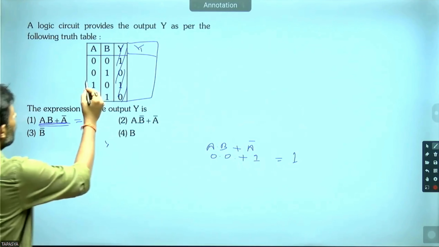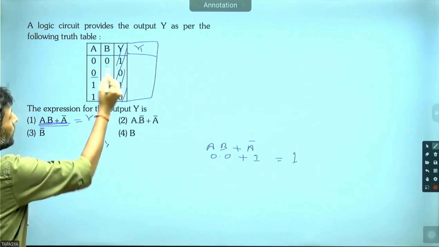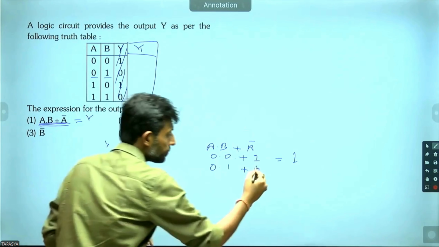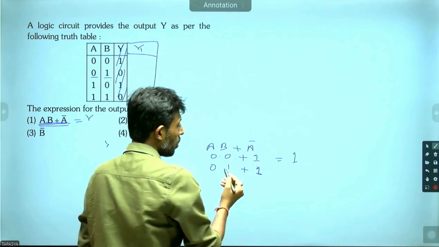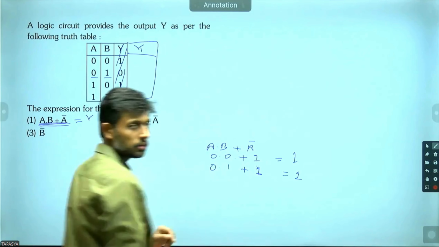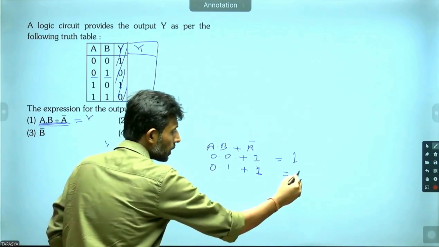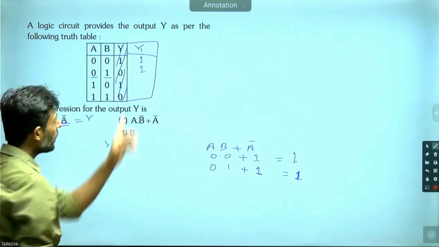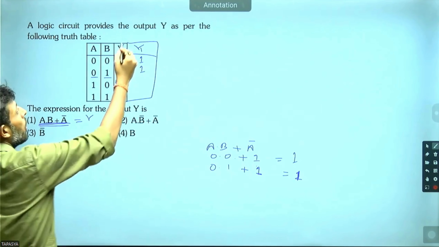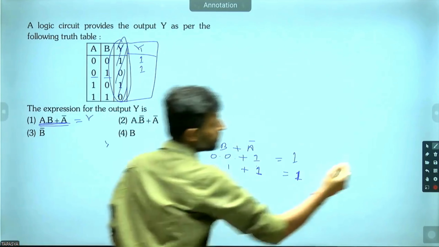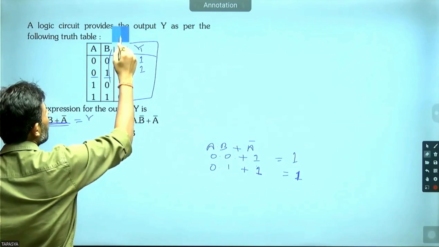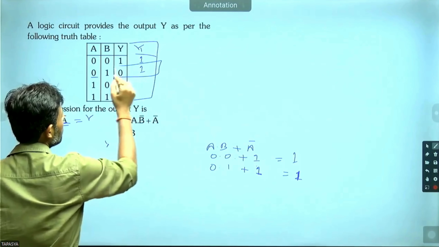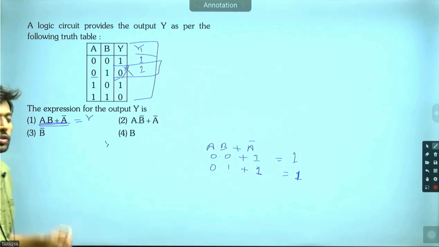Okay. When A is 0, B is 1: A dot B is 0, and not A is 1. So 0 or 1 will give you 1. So what you're getting here is 1, 1. Now here we can see it's not matching the Y that was given to us earlier. The first one matched fine, but the second one, you see, is not matching. So this cannot be the answer.